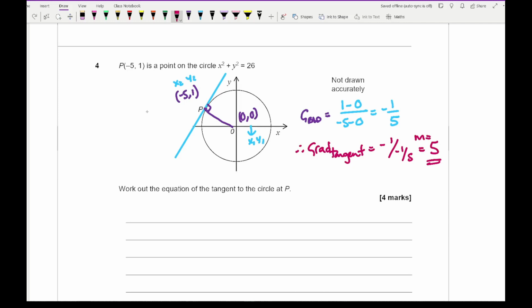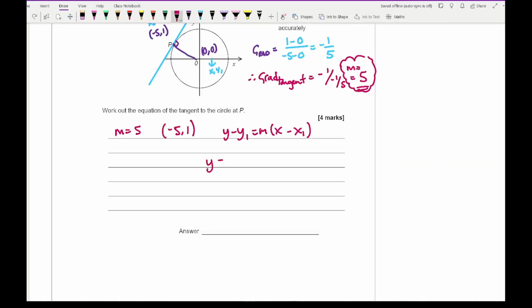So what I've got is m equals 5. So from this, if I've got m equals 5 and I've got my coordinate of minus 5, 1, I'm going to use this to substitute into my equation of a line. Obviously, a tangent is a straight line. I'm going to use this formula. So then what we get is y minus 1 equals 5, then x minus minus 5, which then becomes y minus 1 equals 5x, and that's going to be plus 25, and so y equals 5x plus 26, and that therefore is the equation of the tangent.